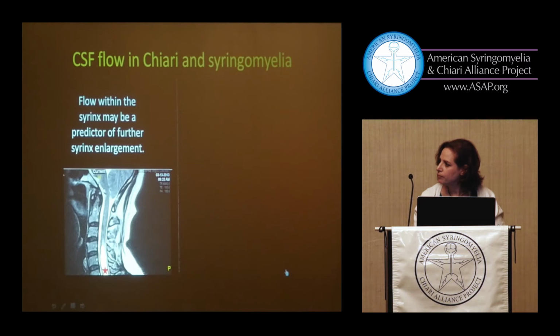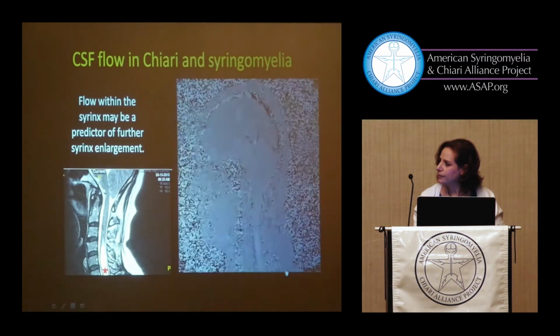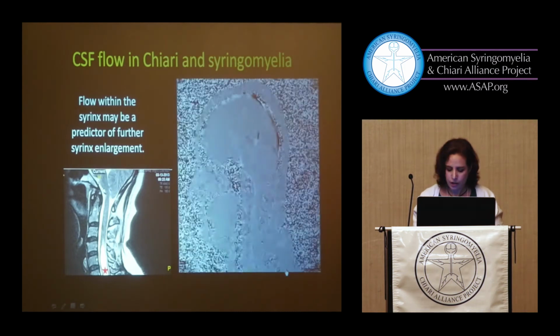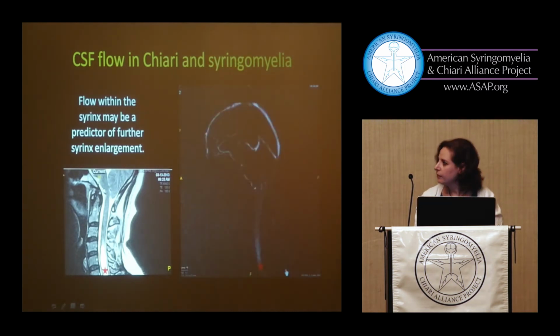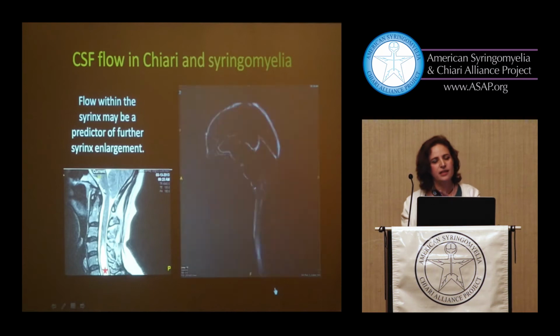There's a flash of gray right in the syrinx. One more. Here. And I'll show you on the magnitude image, you may find it easier. Again, the star is where we're looking, and there's white here. Just watch that white flash. I don't know if you can see that. You saw that white flash? That's flow inside that syrinx.